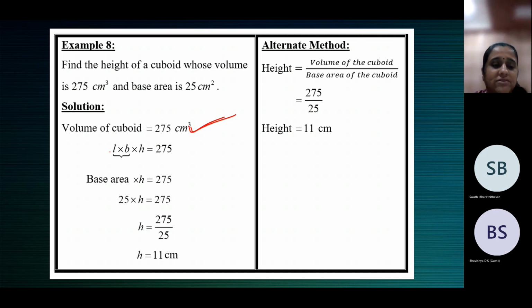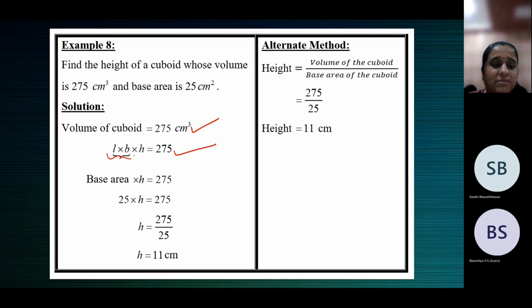You can, if you want, write this step also. This is optional. You want to write this, you don't want to write this, it's optional. So I've written L into B into H, what is the volume of a cuboid. Let me explain what you see on the screen. So volume of the cuboid is given to be 275 centimeter cubed. Now volume is L into B into H. So L into B into H is equal to 275.